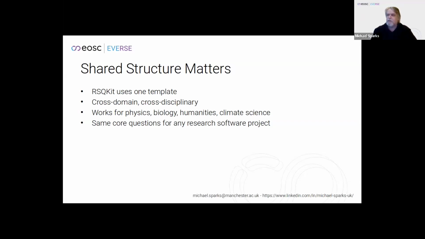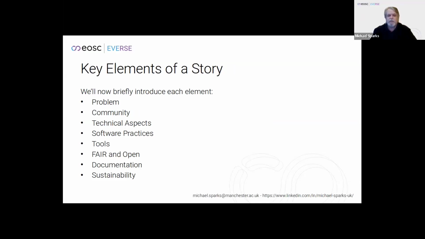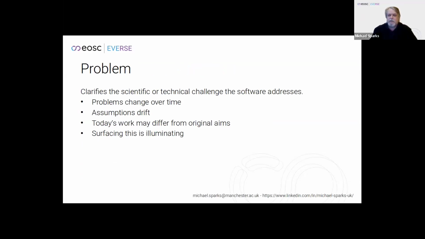So what are the key elements of one of these stories? Well, there's a whole bunch of different key elements, and we're going to go through these in detail. That just gives you some ideas of what's coming next. The key point is, let's start off with each section. The first section is problem. It's where you articulate the scientific or technical challenge that your software addresses.